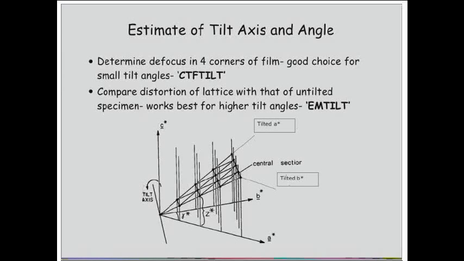And what that does, it basically looks at the crystal lattice that you've indexed and compares the dimensions of the A star and B star and the angle between them, which will be distorted compared to the lattice that you would get from an untilted crystal. And by comparing the distortions, you can work out the tilt axis and tilt angle. And that works particularly well for higher tilt angles.